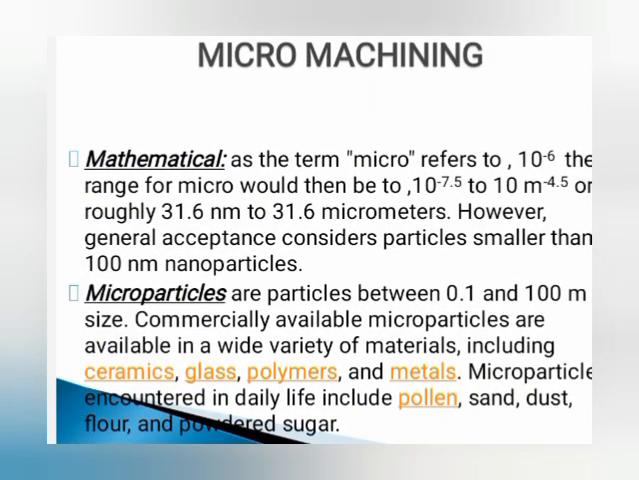Mathematically, micro refers to 10 to the power minus 6. The range of micro would then be 10 to the power minus 7.5 to 10 to the power minus 4.5, or roughly 31.6 nanometers to 31.6 micrometers. However, general acceptance considers particles smaller than 100 nanometers as nanoparticles. So this is mathematically.